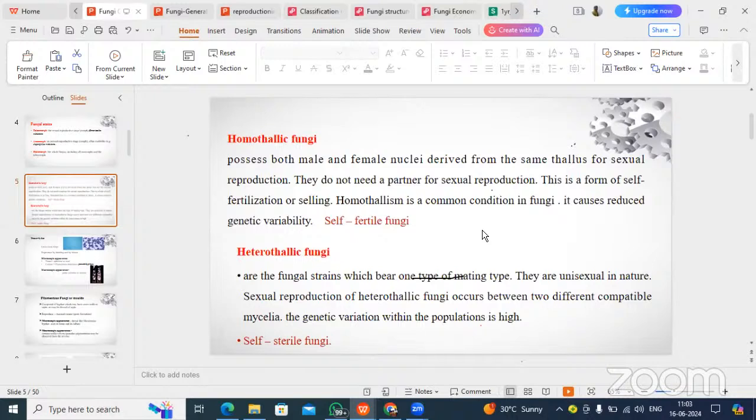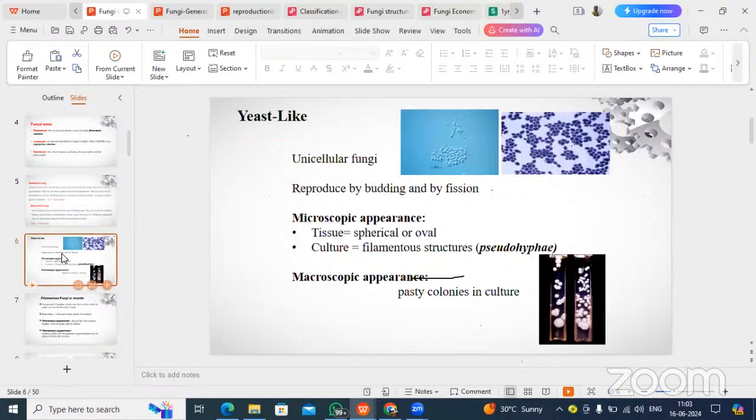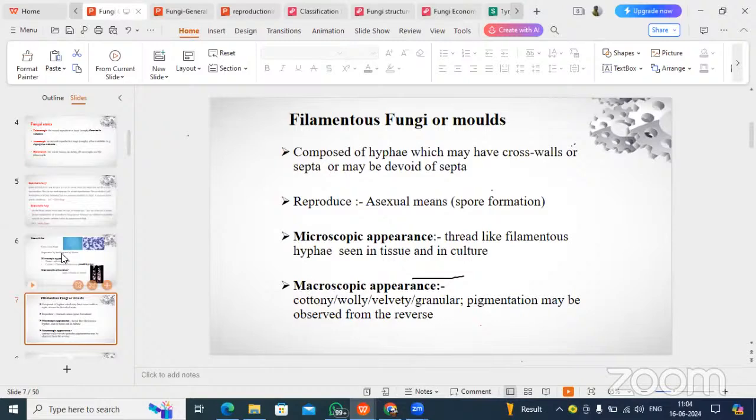Here, I already told you about homothallic fungi and heterothallic fungi. If the male and female nuclei come from the same thallus, that is homothallic. If the plus and minus strain nuclei come from different strains or different thalli, that is heterothallic. I already told you about the structures: yeast-like structures and filamentous fungi.